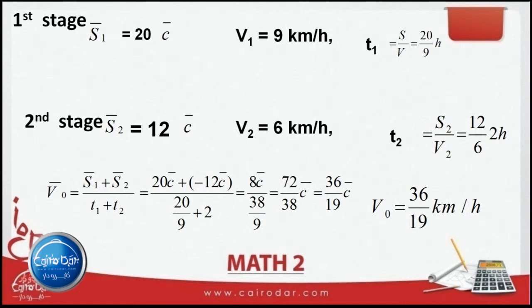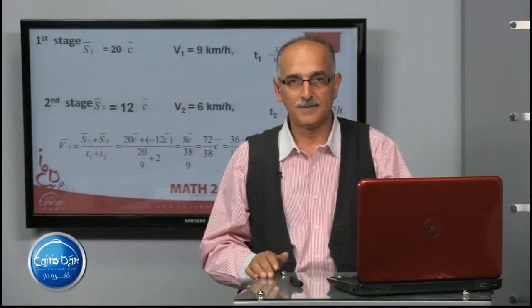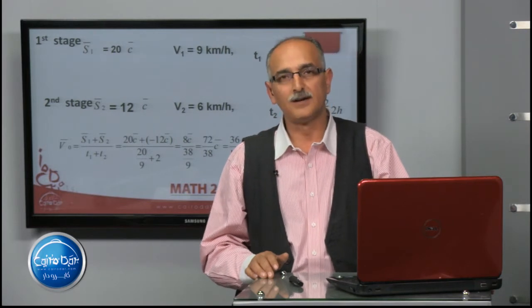Now we can find easily V average. We have two distances and two times. So the first distance is 20, the second distance is negative because it is in the opposite direction, so we add them and the total displacement will be 8. We have T1 and T2, and T1 plus T2 will be 38 over 9. يبقى احنا دلوقتي جبنا S1 plus S2 over T1 plus T2 اللي هو الـ average velocity، وانت عارف إن الـ average velocity بيجي من التوتال ديسبلاسمنت، خلي بالك مش التوتال ديستانس، over التوتال تايم.